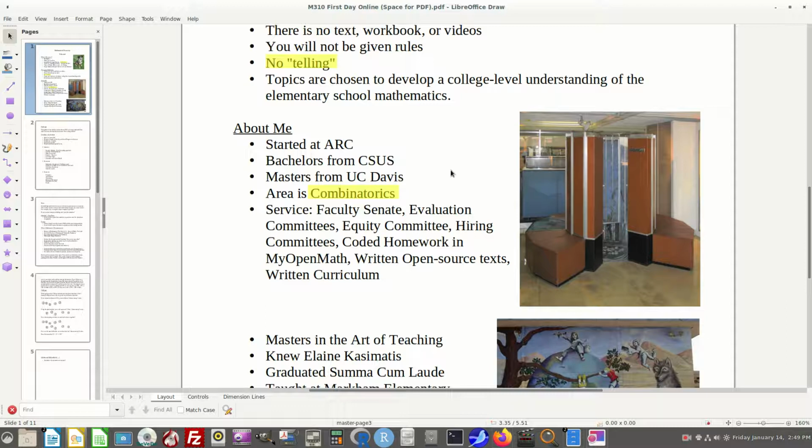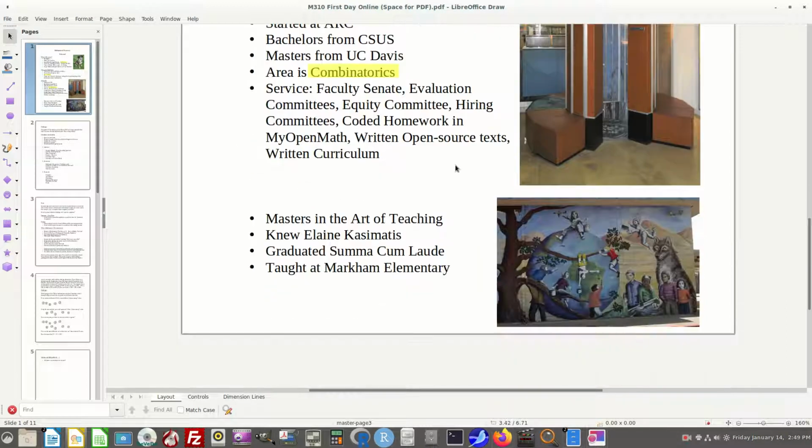I've coded homework, and in fact 4 entire courses in My Open Math. I've written open source texts. I have 3 of those, and I've written curriculum, including the curriculum for Math 310. A little bit more about my background in the context of elementary school teaching.